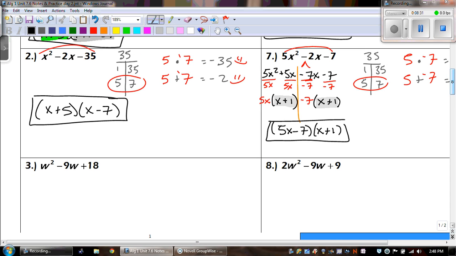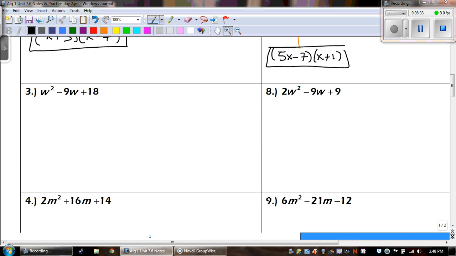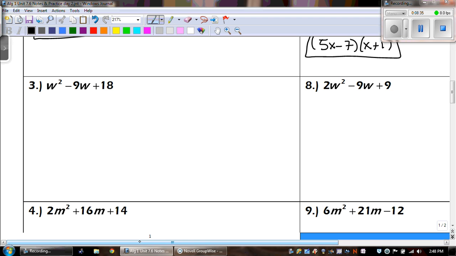Let's look at 3. Always ask yourself, is there a GCF? And in this case, there's not. So go ahead and do A times C. We get 18: 1 and 18, 2 and 9, 3 and 6. So out of those, which ones multiply to get to 18 and add up to get to negative 9?